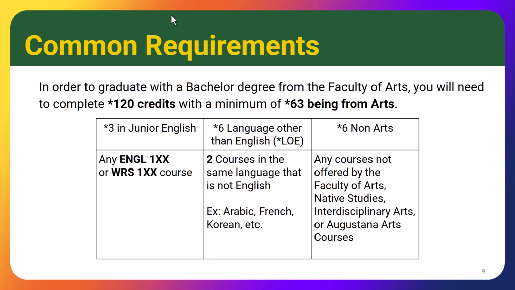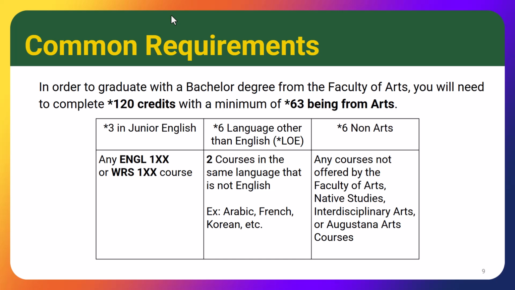In addition, you must take 2 courses in the same language that is not English. This is also known as the LOE requirement. There are some programs that are exempt from having to do this, and also if you have language courses from high school or from other post-secondary institutions, you may not have to complete this, but for the most part, most students will have to do 2 courses in the same language that is not English.